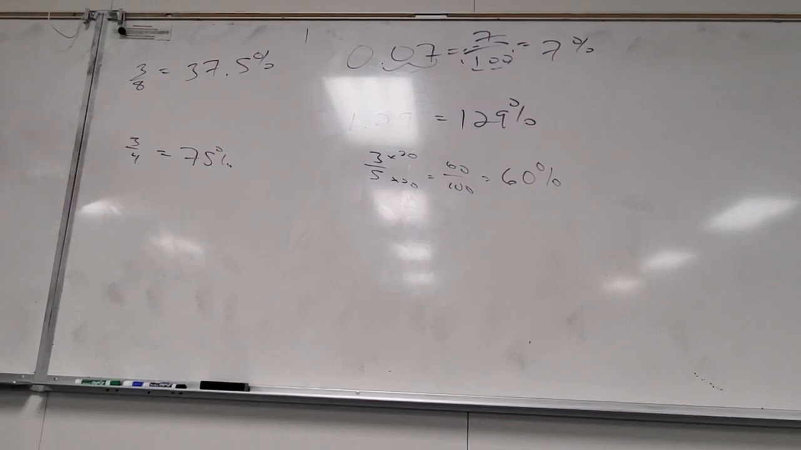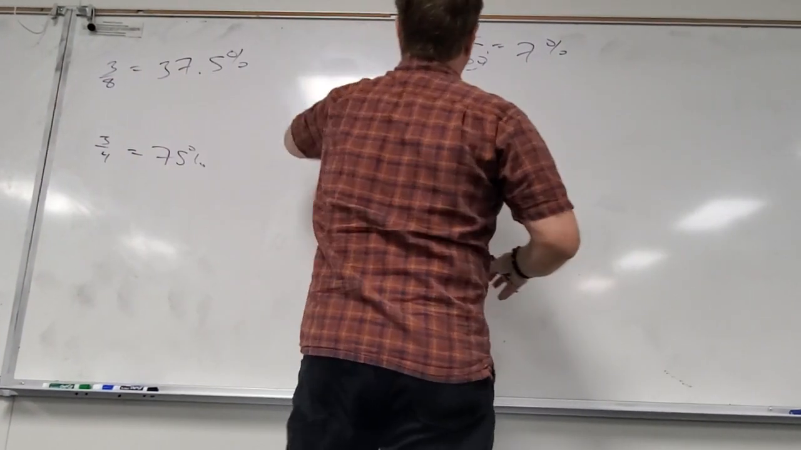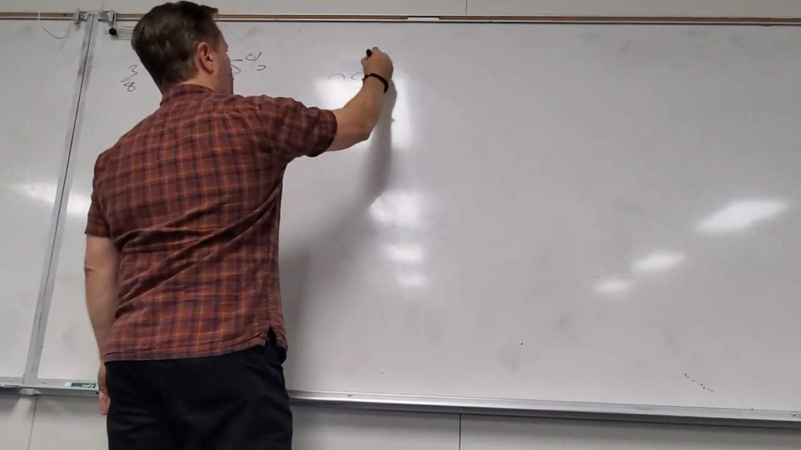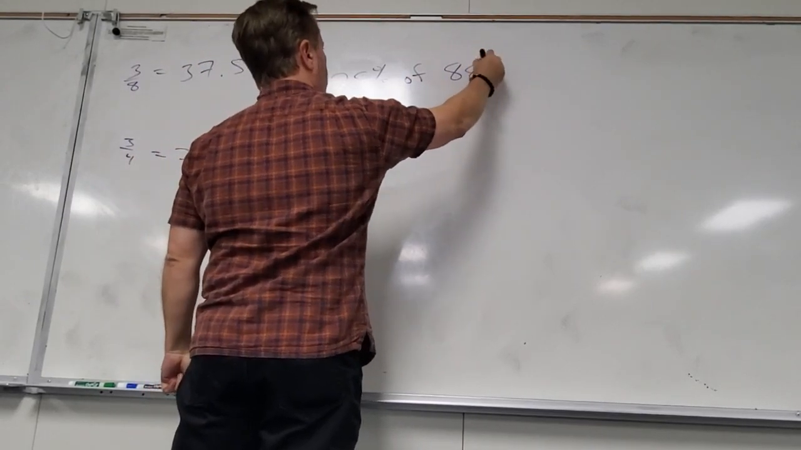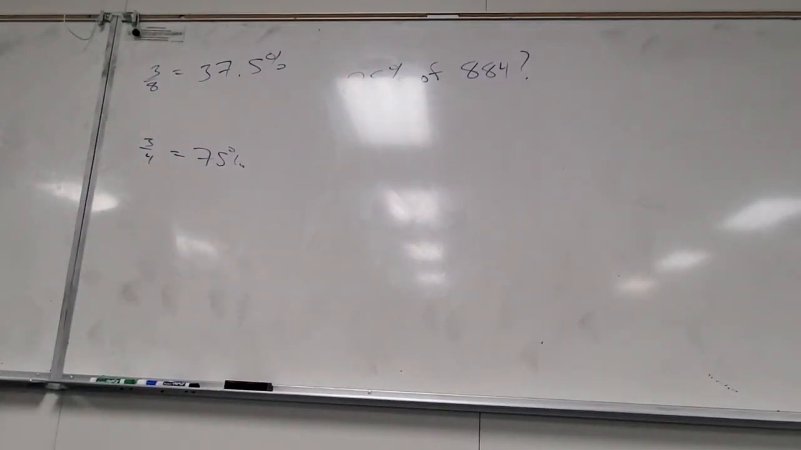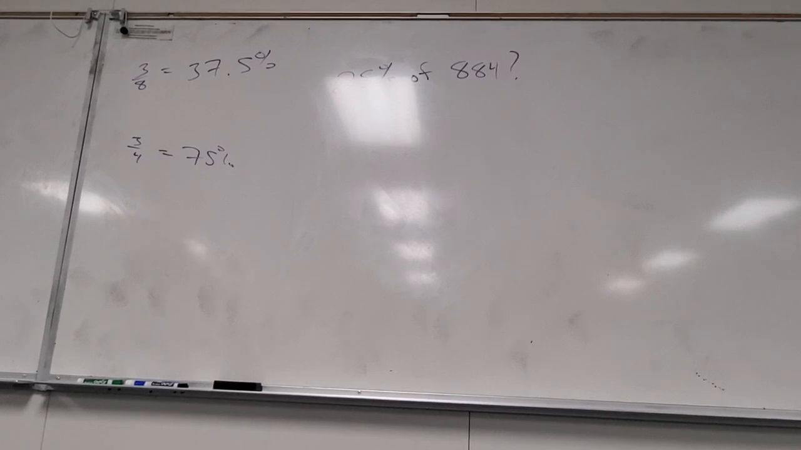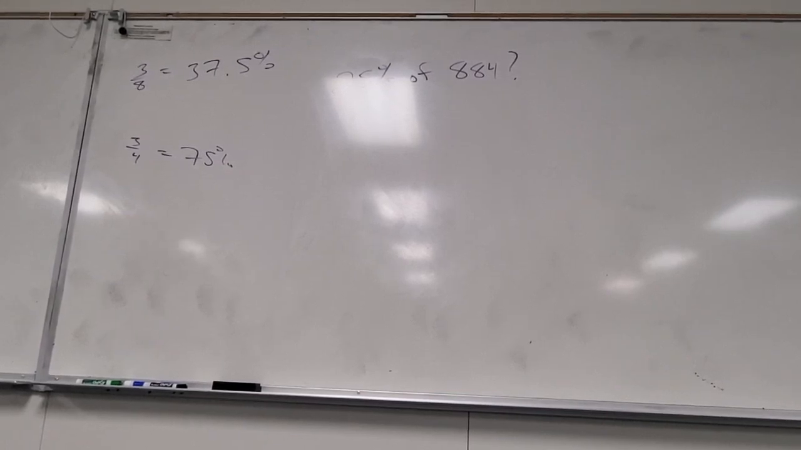Okay, all right. What about this? How would you do 25% of 884? Why is that a specifically nice question that you don't even need a calculator for? Does anyone realize why? 3/4, you told me, was 75%. Can you go backwards? 25% is 1/4.